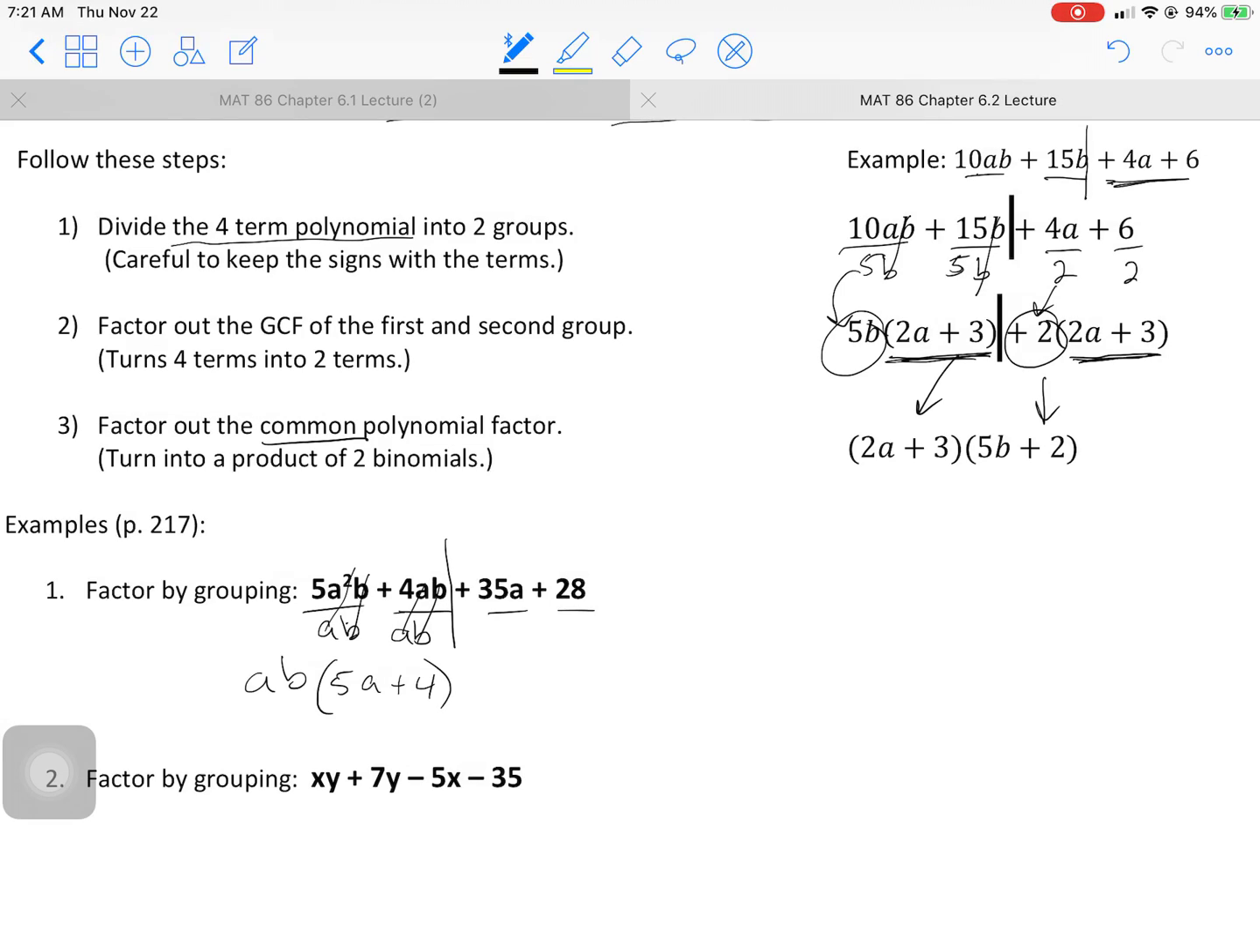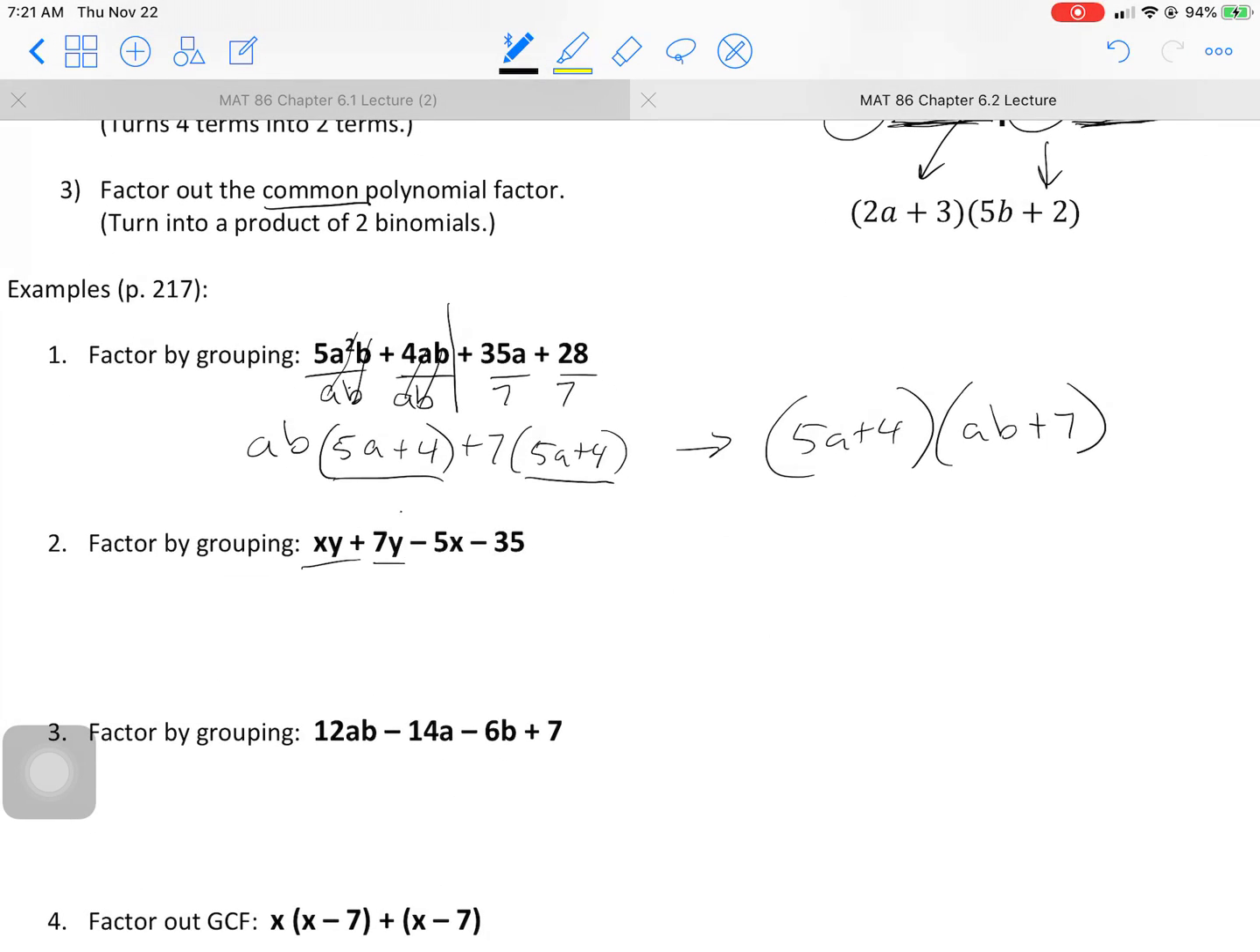Go over here. This has a 7 in common. You can also write this down as a clue as to what to take out of up here. So if I take out a 7, a positive 7, you'll be left with the same thing you had here and here. So that comes out as a GCF, and what's left goes back in the parentheses.